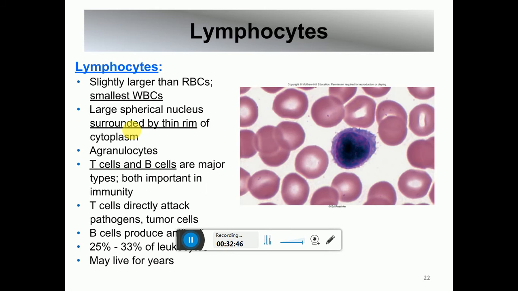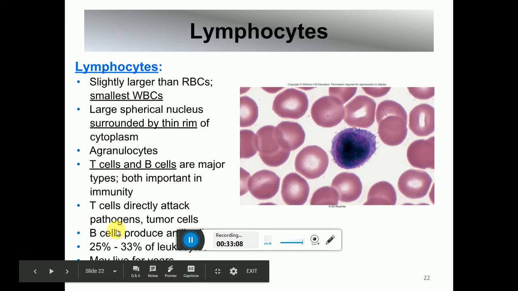The other one we have are lymphocytes. Lymphocytes have a huge nucleus surrounded just by a little rim of cytoplasm. And lymphocytes are two different kinds. We already talked about those, the T and the B cells. We said that T cells directly attack different germs or pathogens or tumor cells, while the B cells make plasma cells, and these plasma cells will make antibodies to do the work for them.